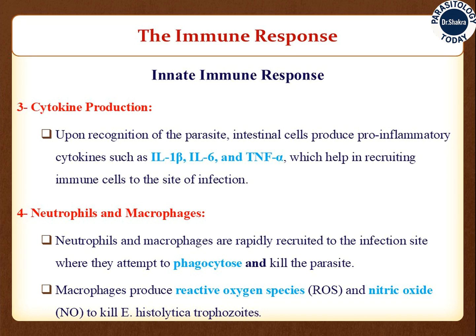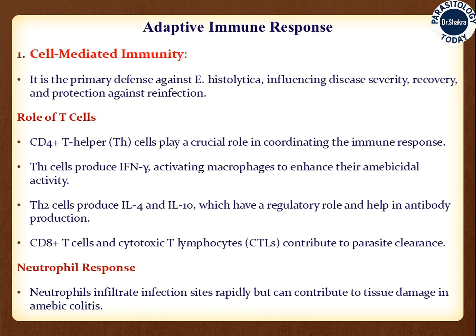Neutrophils and macrophages. Neutrophils and macrophages quickly move to the infection site and attempt to phagocytose and kill the parasite. Macrophages generate reactive oxygen species and nitric oxide to destroy Entamoeba histolytica trophozoites. 2. Adaptive immunity. Cell-mediated immunity. Cell-mediated immunity is the primary defense against Entamoeba histolytica, influencing disease severity, recovery, and protection against reinfection.